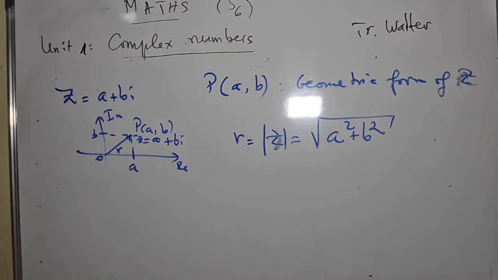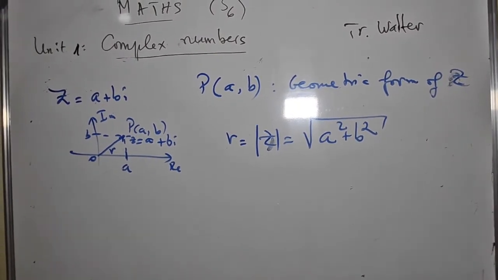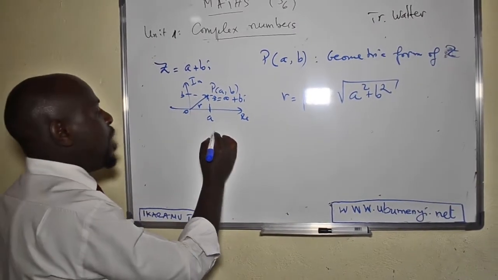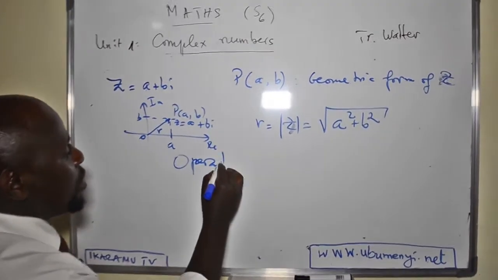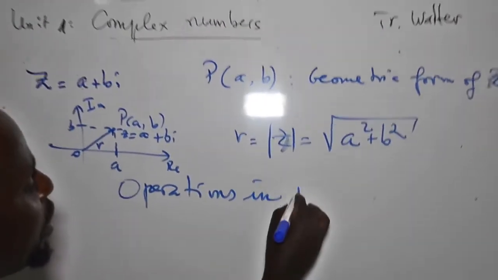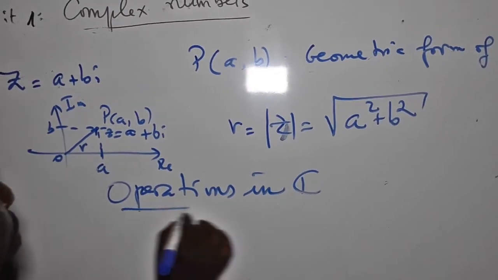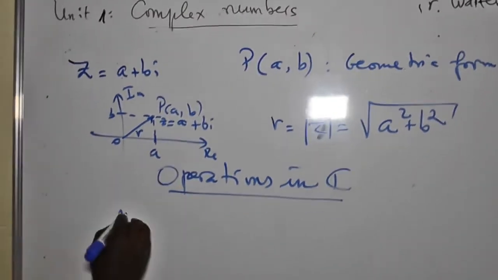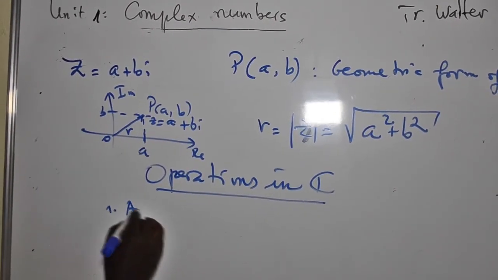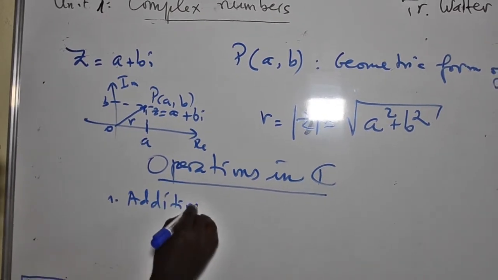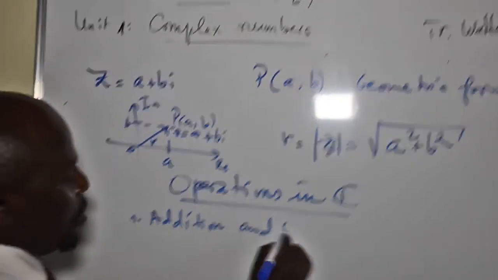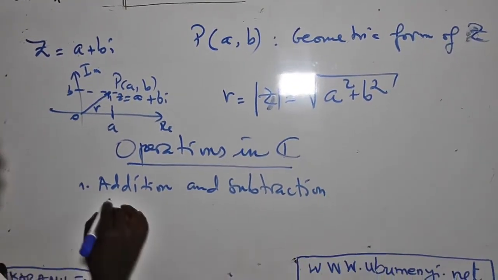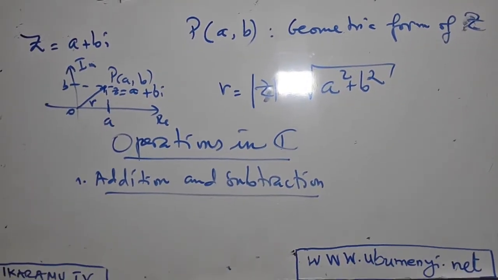Now, on the fourth lesson, I'm going to help you to understand how to do some operations in the set of complex numbers. The new lesson is operations in the set of complex numbers, operations in C. Here we will start with one, which is addition, and we take it with subtraction: addition and subtraction of complex numbers.